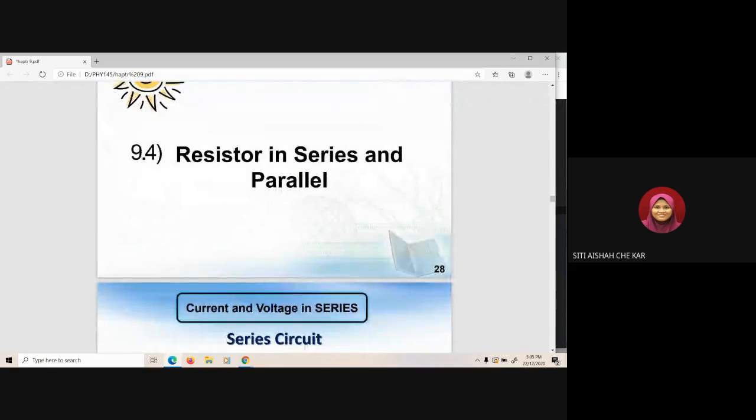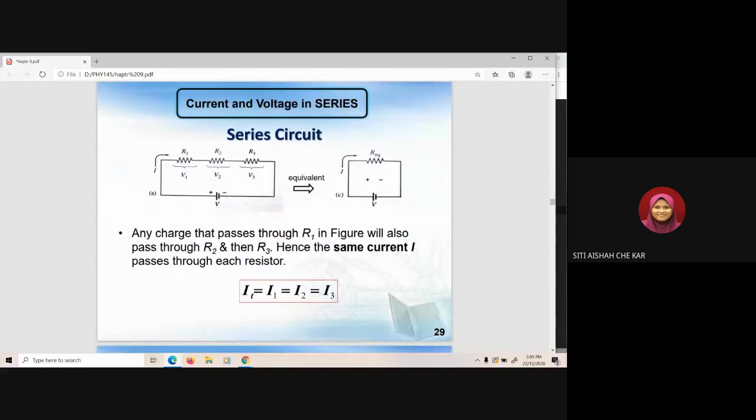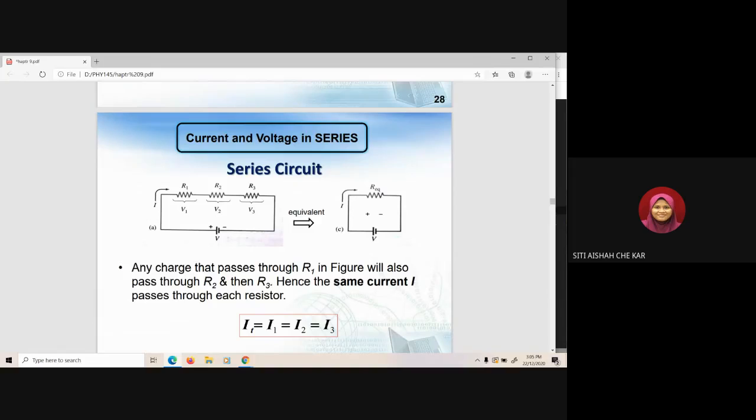Okay, now we move on to the resistor in series and parallel. This one also you will do the experiment in Electrotech. Saya rasa ada series and parallel. Okay, this is an example of a series circuit. For circuits kita ada dua jenis. The first one we call series, another one we call parallel.